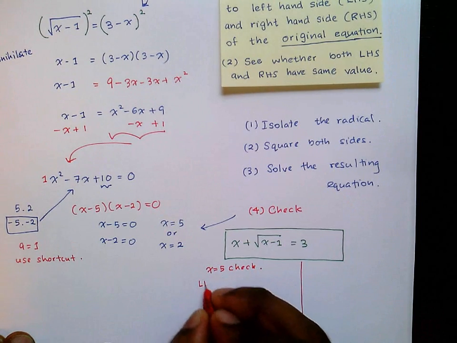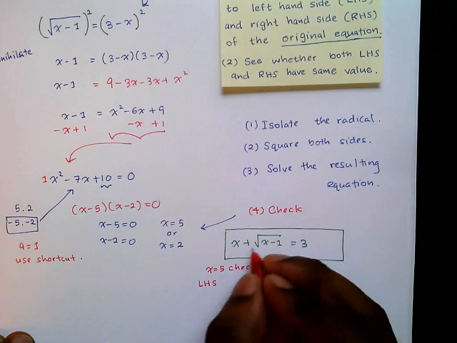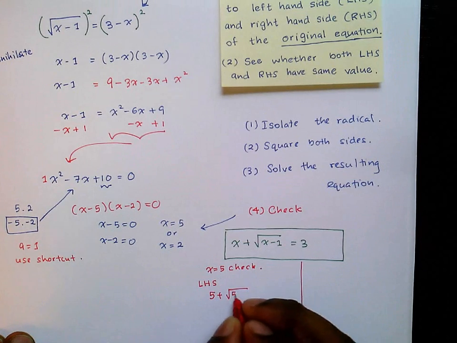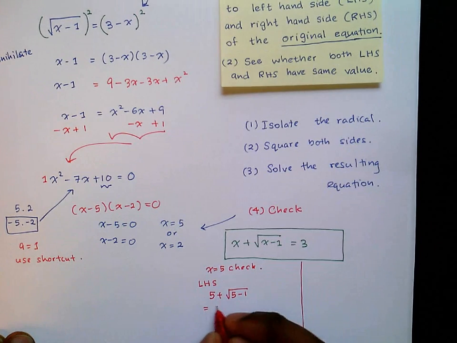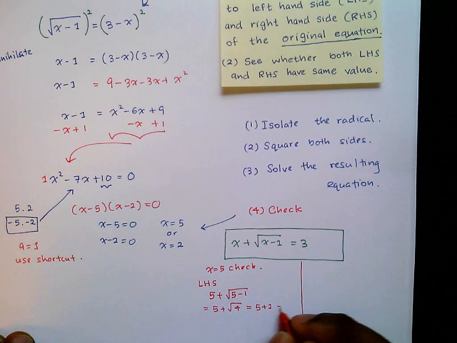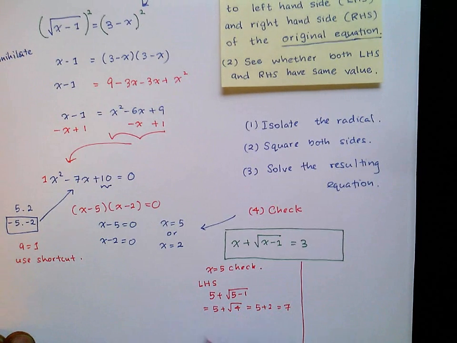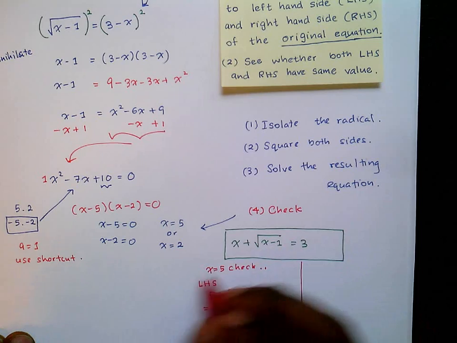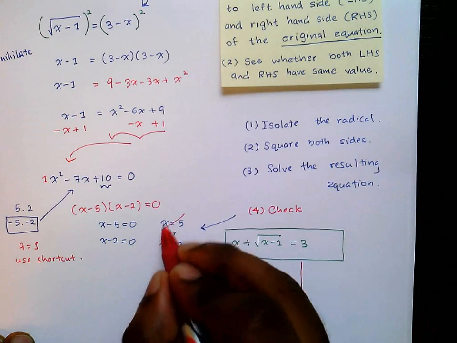So let's write down the left hand side. We plug in x equals 5. 5 plus square root of 5 minus 1, which is 5 plus square root of 4, 5 plus 2, which is 7. And plug into the right hand side, you get this 3. There's nothing to plug in. And 3 is not equal to 7. So this is not an answer.